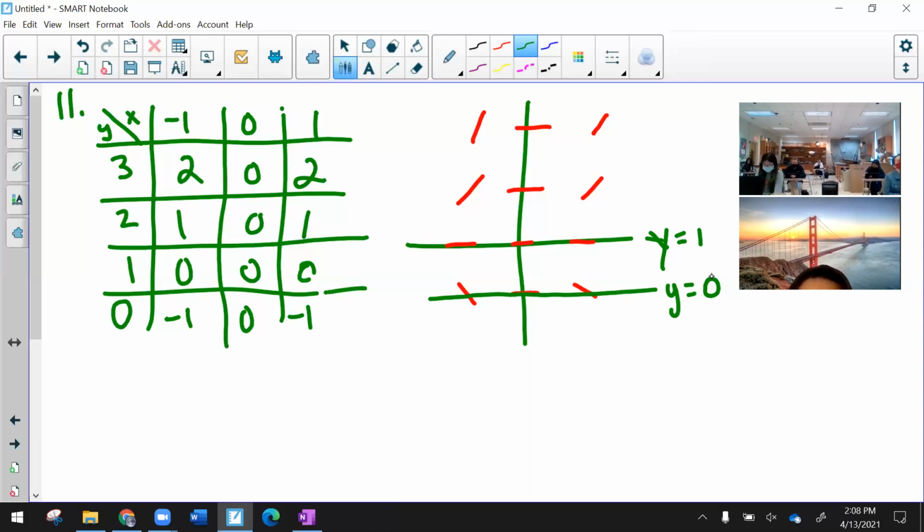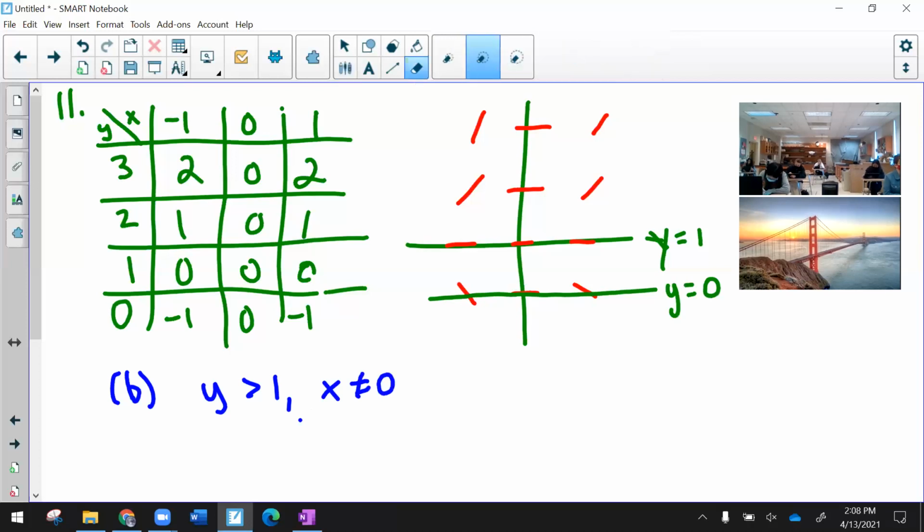Okay. So part B says, while the slope field in part A is drawn for only 12 points, it is defined for every point in the xy plane. Describe all the points for which the slopes are positive. So it's going to be positive when y is greater than 1, and x is not equal to 0.